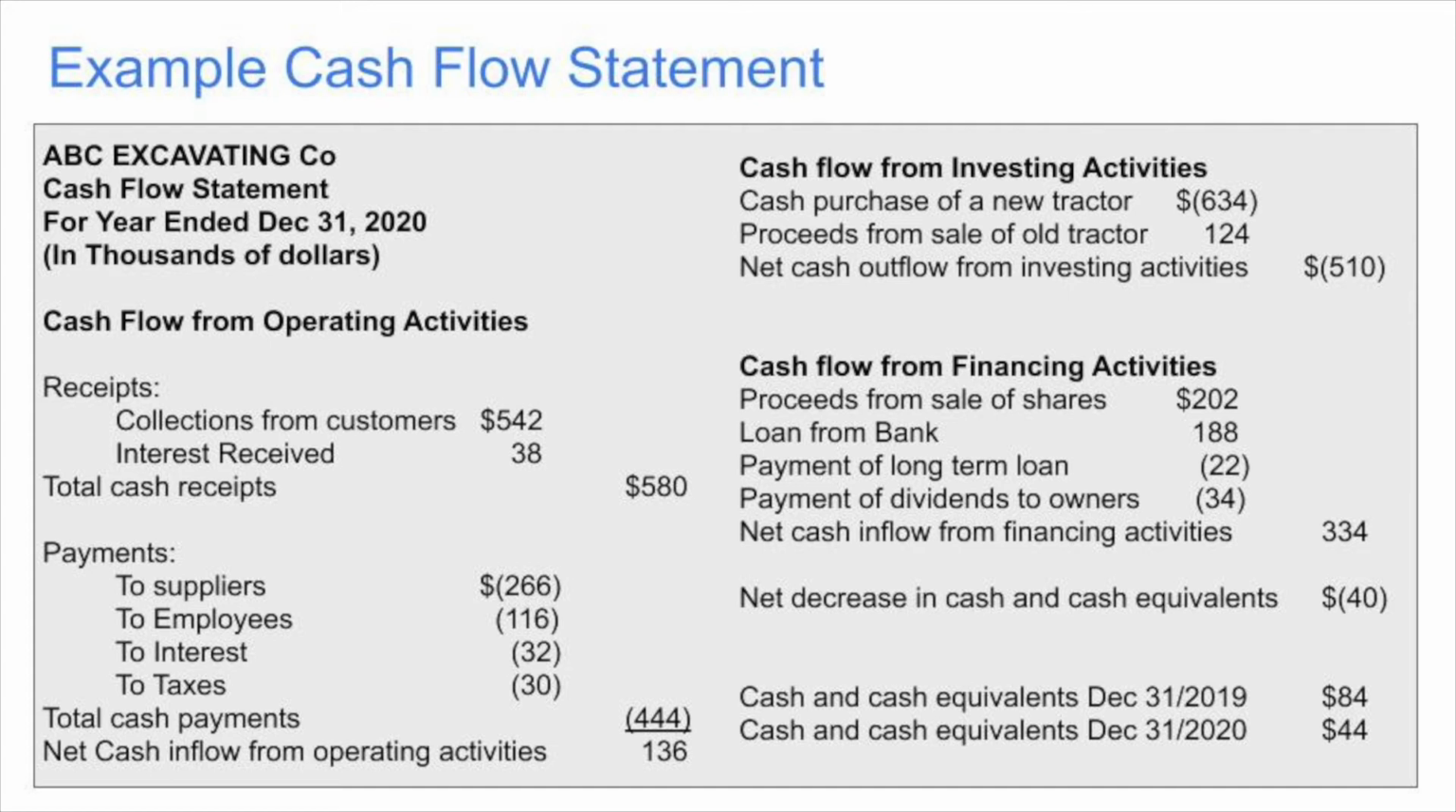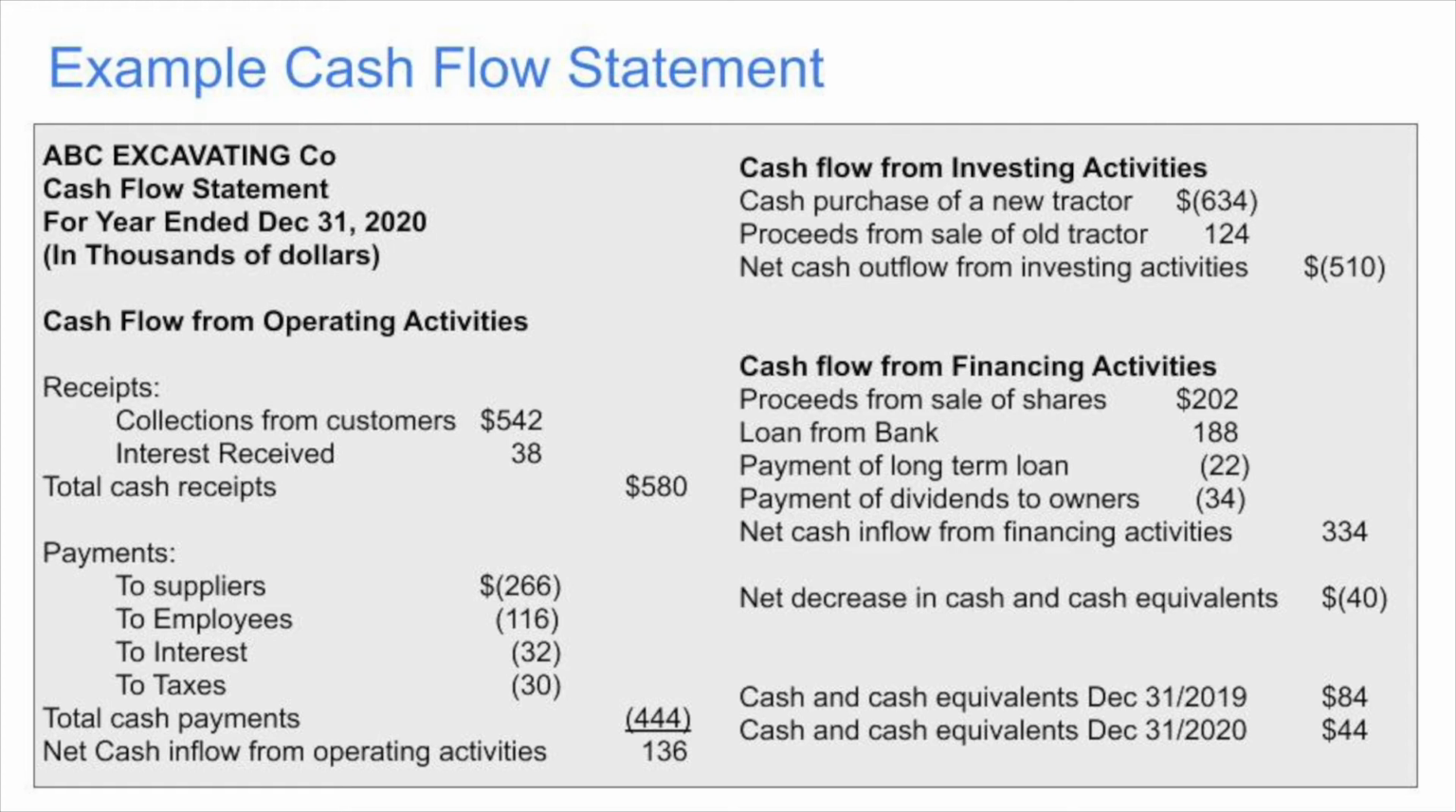Okay, when we compile all the figures, you will get a statement like this, and it will break it down by the 3 areas. Cash flow from operating activities. First of all, we're going to see that it collected $542,000 from customers, and it received $38,000 worth of interest, for total cash receipts of $580,000. So that money came into the business.